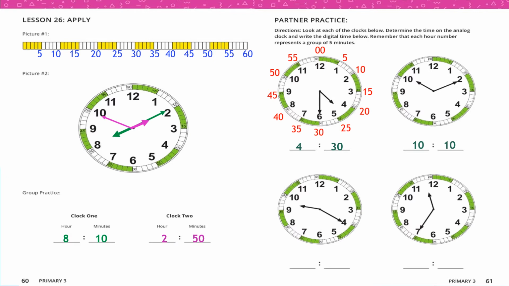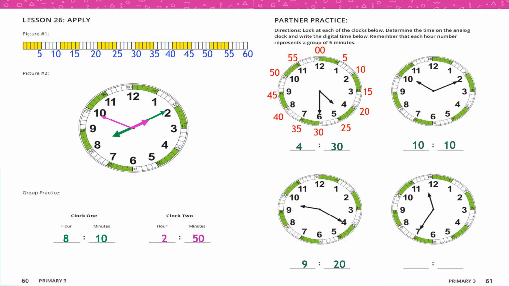The third example, the short hand is between 9 and 10. We will take 9 or 10? We will take the smaller number. It didn't reach 10 yet. So we will not take 10. We will choose 9. And the long hand is referring to 4. So we will sing our song 5, 10, 15, 20. So when it reached 4, it told me 20 because we have 4 groups of 5.